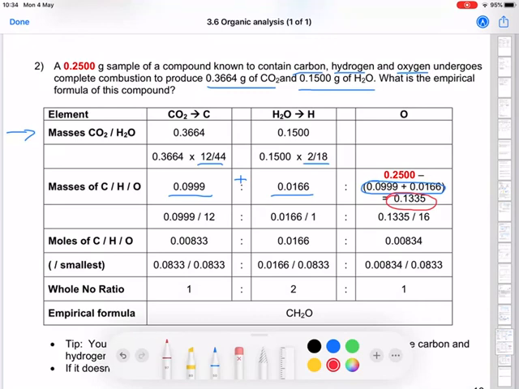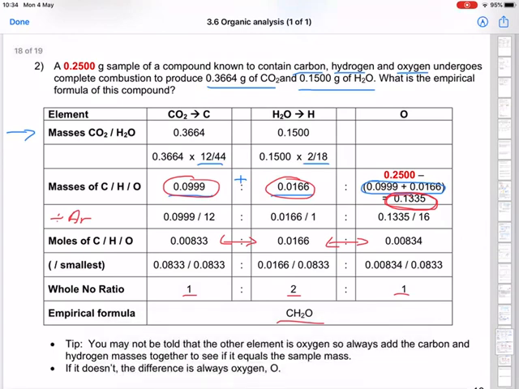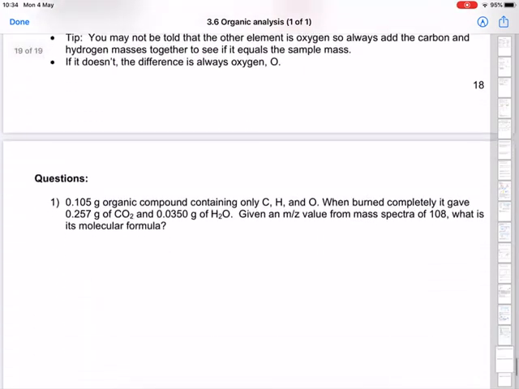Okay, so I've now got my mass of carbon, hydrogen, and oxygen, which, as before, I go through and divide by the Ar, which gives me my molar ratios between all three elements. Divide by the smallest, which gives me a more manageable number. Remember about the halves and thirds. And that gives me my empirical formula here. And again, if I had the molecular ion peak or the m/z value, I'd be able to work out the molecular formula from that.